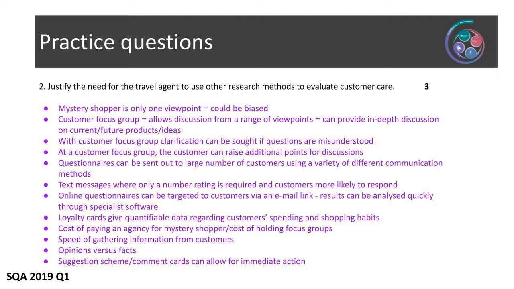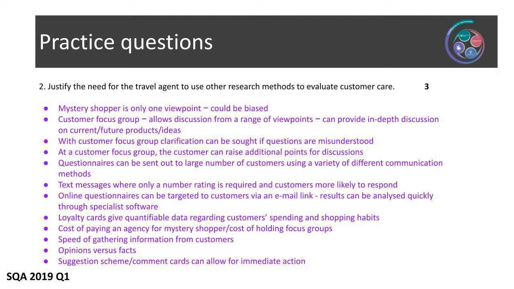So you're going to get 1 mark for a valid justification in terms of the need for the travel agent to use other research methods. So you might talk about why they're not going to just use the mystery shopper because of it being biased, and then more points available in terms of alternative methods that they could take. What other research methods could they use to evaluate their customer care? So you've got 1 mark available for each valid development point that you make.